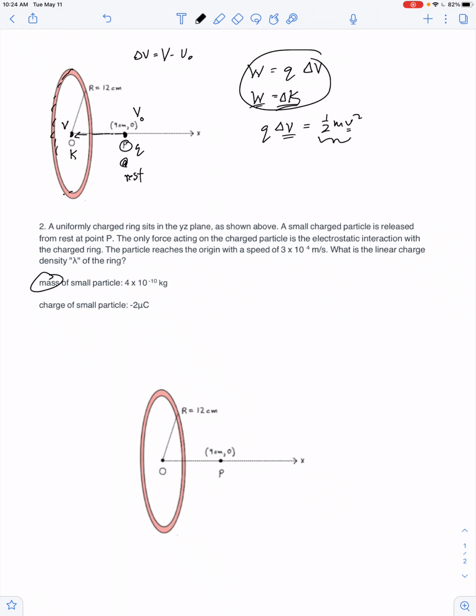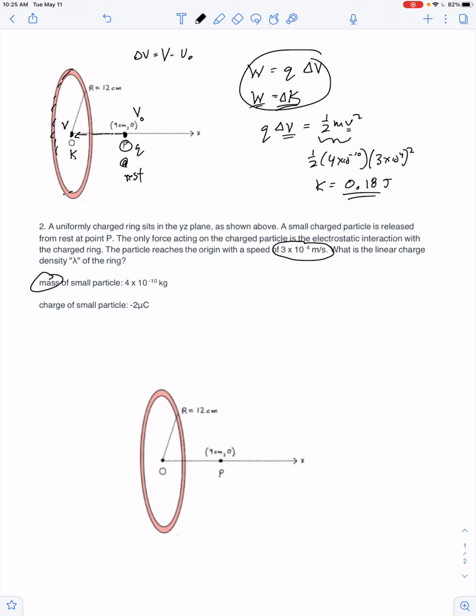We're given the mass of the particle, and we're told the speed that it has when it reaches the origin. So if we do 1/2 times 4 times 10 to the negative 10th times 3 times 10 to the 4th quantity squared, it gives us a kinetic energy of 0.18 joules.